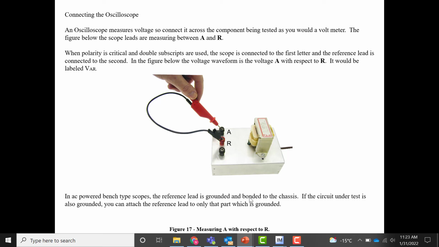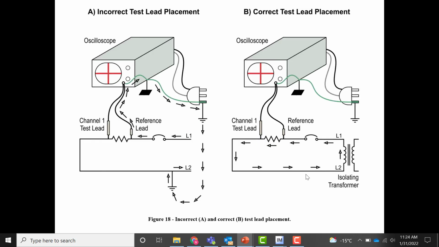In AC bench powered type scopes, the reference lead is grounded and bonded to the chassis. If the circuit under test is also grounded, you can attach the reference lead to only that part which is grounded. So it does show us here that in this scenario, it's incorrect, because we've attached this grounded reference lead to line one, which is our ungrounded circuit, so that creates a short. So we wouldn't want that. You would either want to connect it to L2, so switch these leads around, or we can use an isolating transformer where we don't have L2 as the grounded conductor, so then we can put the lead wherever we like. This would be ideal, because then we're not limited to what we can read as far as subscript and which voltage we can read. This is going to allow us to read anything we want. That's all done through this isolating transformer, because we don't have this grounded point anymore for that short circuit to happen. So this is how it's done in our lab too.